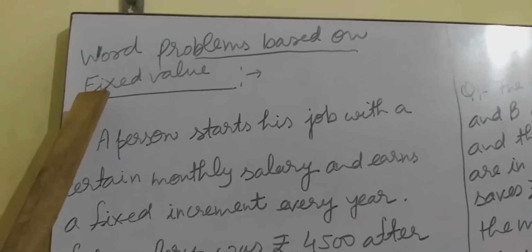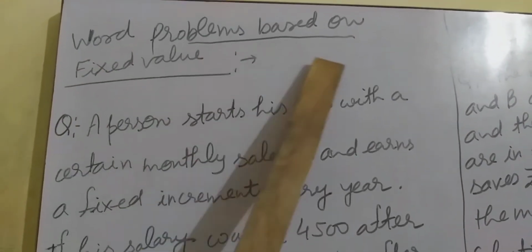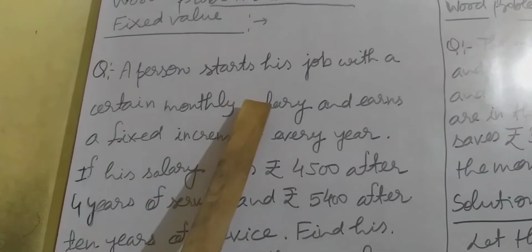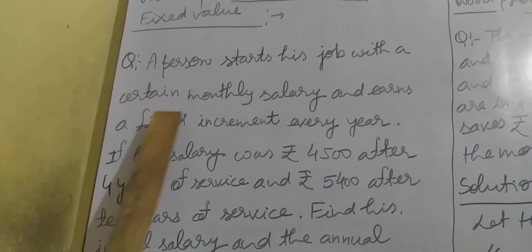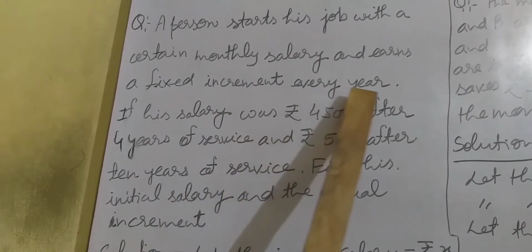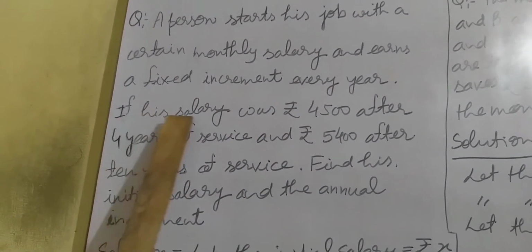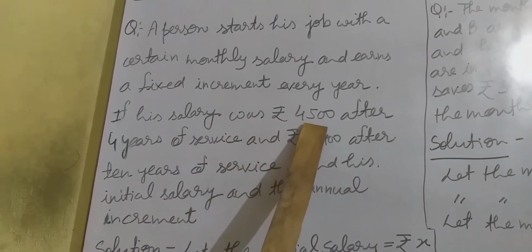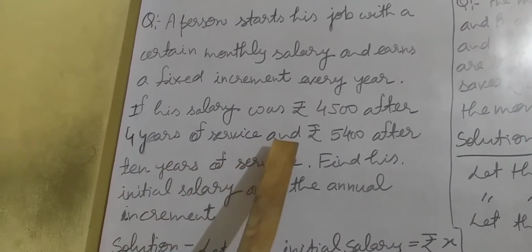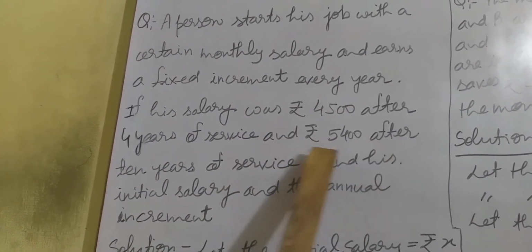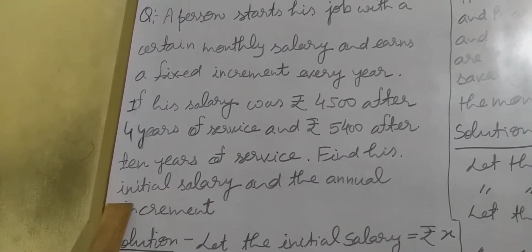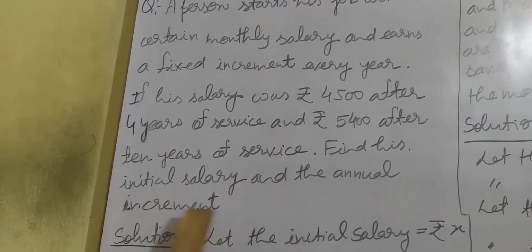Good morning, students. Let us take a word problem based on fixed value. Question: a person starts his job with a certain monthly salary and earns a fixed increment every year. If his salary was rupees 4,500 after 4 years of service and rupees 5,400 after 10 years of service, find his initial salary and the annual increment.